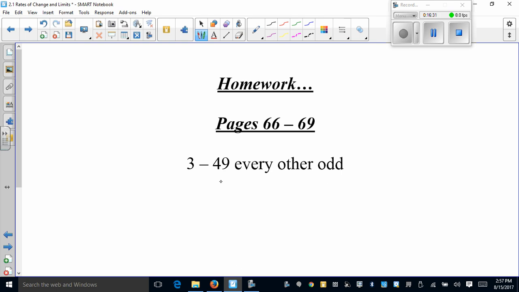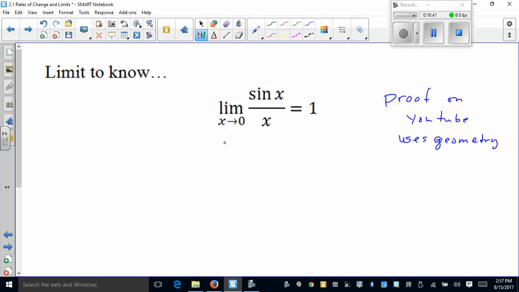But this is a limit to know, and we'll work together on this some more. And memorize. There's another one that I have to remember, and it has cosine, but I don't have it on my paper, so I'll find that one and give it to you guys as well. Well, good luck on the homework.